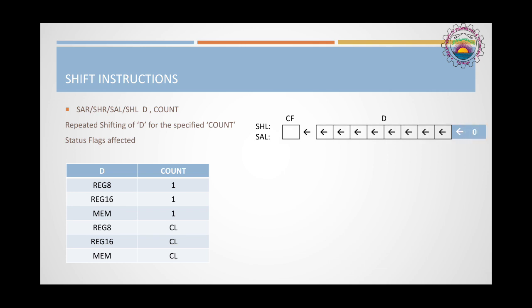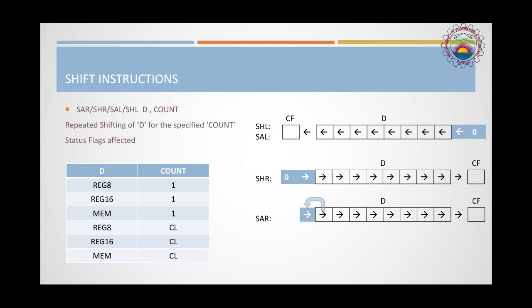So SHL and SAL both have the same operation. D will be shifted left, a 0 will be inserted in the LSB, and the MSB will be shifted into the carry flag. That is the complete operation for logical left shift as well as arithmetic left shift. In SHR, 0 is inserted in the MSB, and the LSB will be shifted to the carry flag. That is the operation for logical right shift.